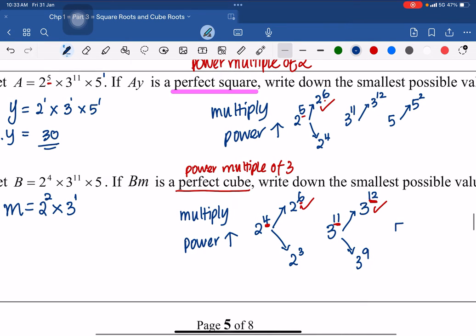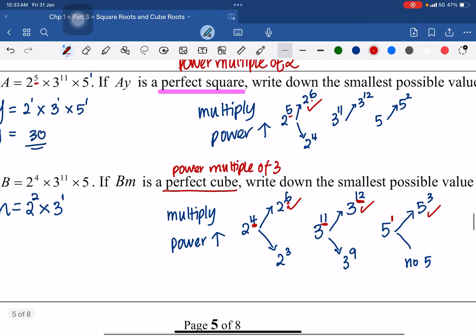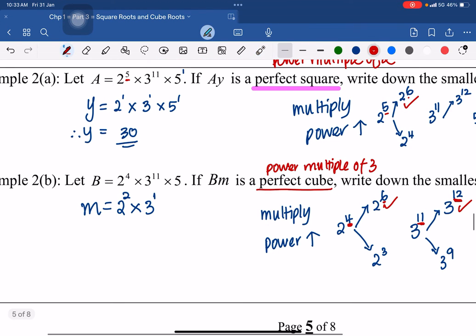Next one, factor 5. I need to make it become a perfect cube. So it must be 5 cube or totally no 5 at all. So in this case, they say power must increase. So we choose 5 to the power 3. This is 5 to the power 1. From 1, how do we get to 5 to the power 3? So how many more factors do we need? 5 to the power 1 become 5 to the power 3. I need 2 more factors of 5. So it'll be times 5 to the power 2.